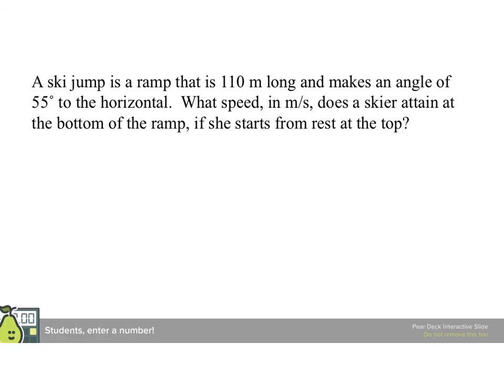All right, a ski jump is a ramp that is 110 meters long and makes an angle of 55 degrees to the horizontal. What speed in meters per second does a skier attain at the bottom of the ramp if she starts from rest at the top of the ramp? So let's draw our picture. And it's important to note that we are told that the ramp is 110, so this distance is 110. And we're also told that the angle is 55 to the horizontal.